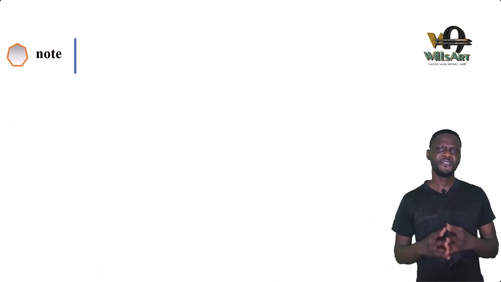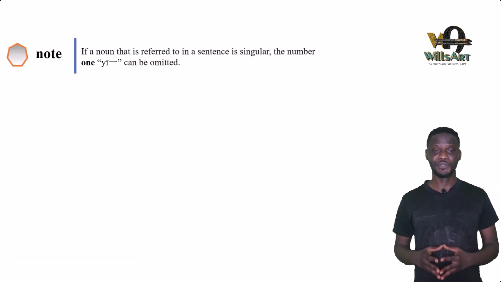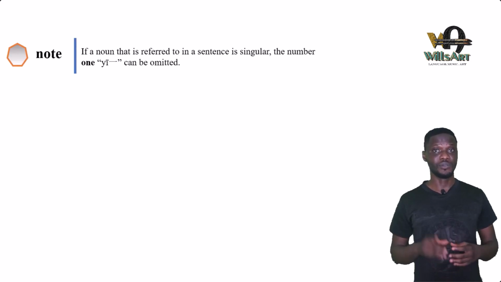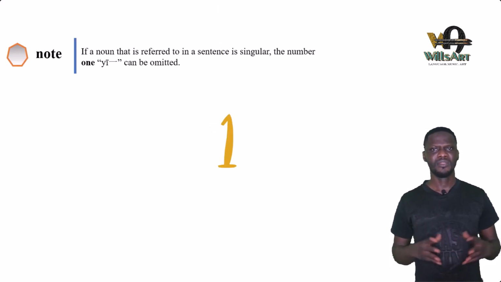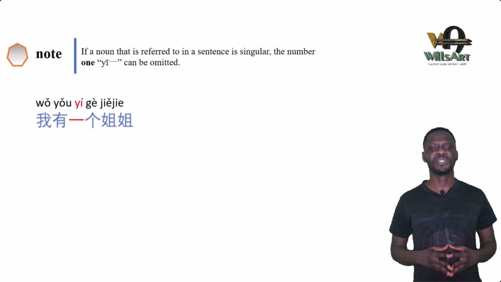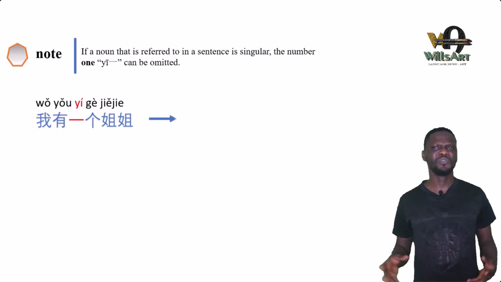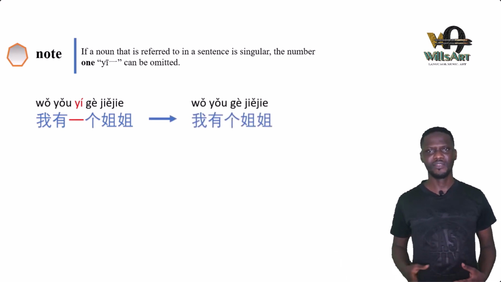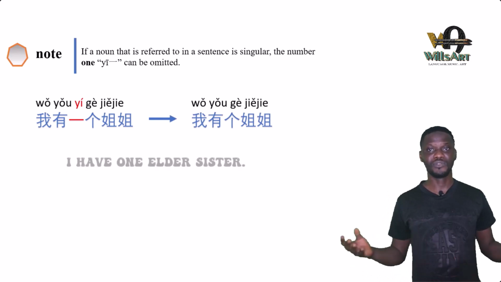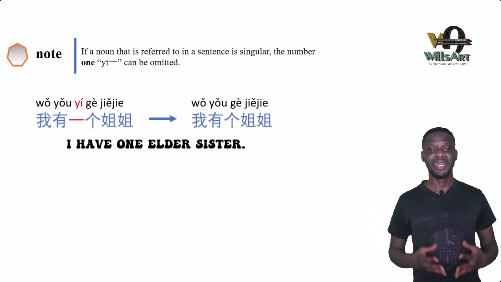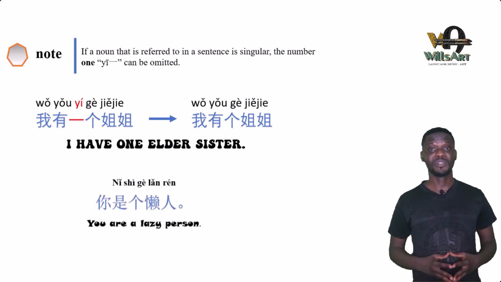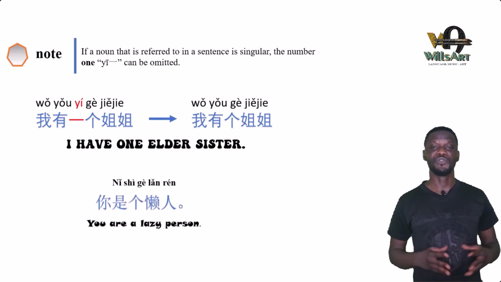Finally, if a noun that is referred to in a sentence is the number 1, which is 一, the number can be omitted. For example, when you want to say something like 我有一个姐姐, you can simply say 我有个姐姐. So you've already omitted the 一. Both of them mean I have one elder sister. Or you can also say something like 你是个懒人, which means you're a lazy person.